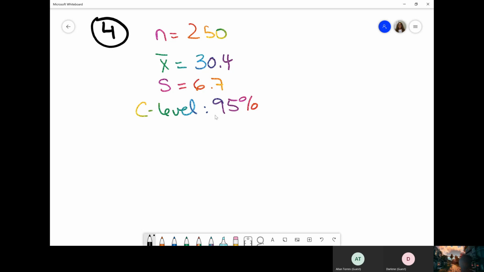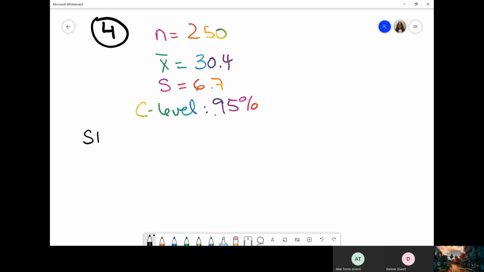So in this case, it's strictly calculator. They're not asking for the point estimate. They're not asking for the margin of error. All they want from you is the confidence interval.